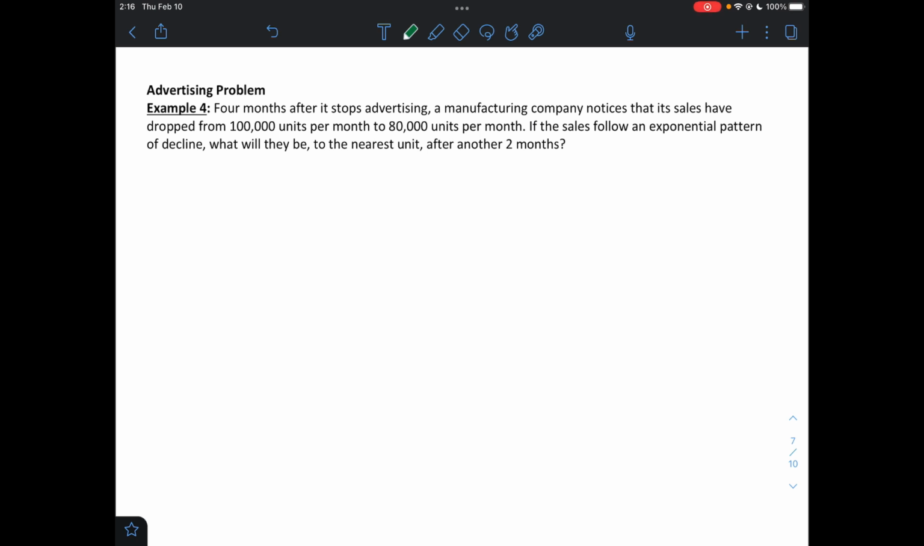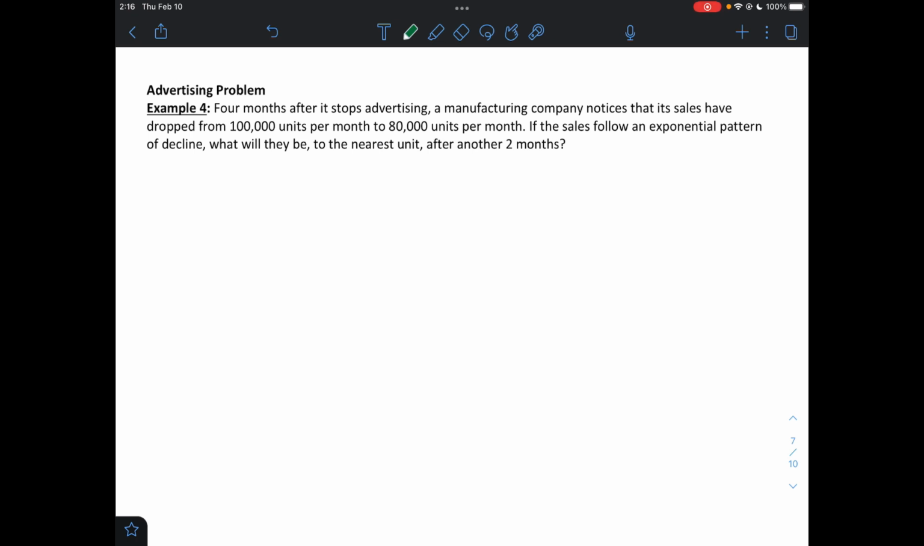All right, example 4. 4 months after it stops advertising, a manufacturing company notices that its sales have dropped from 100,000 units per month to 80,000 units per month. The sales follow an exponential pattern of decline. What will they be to the nearest unit after another 2 months?